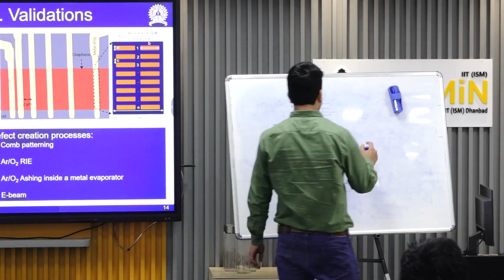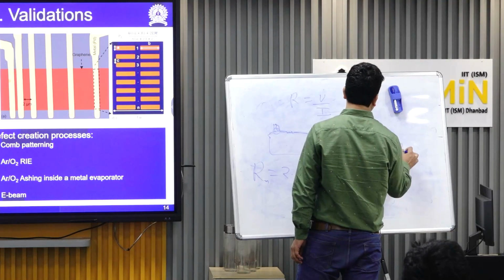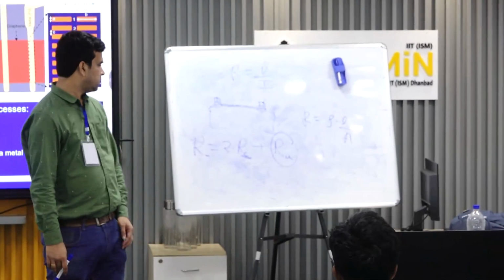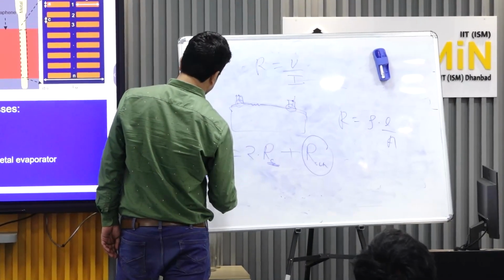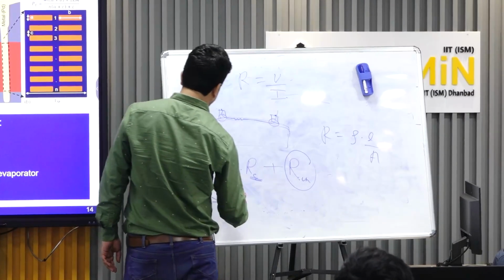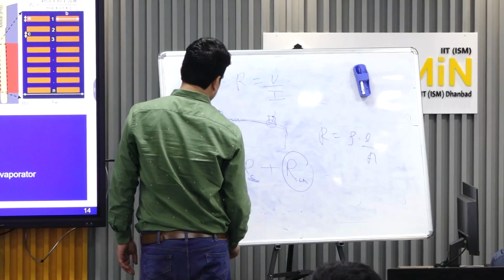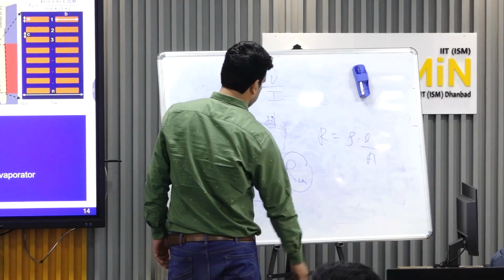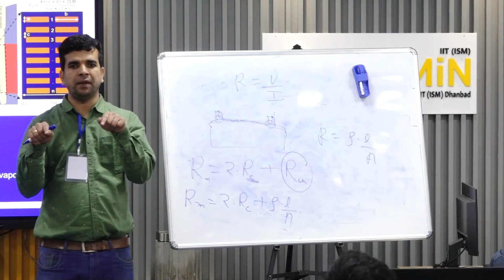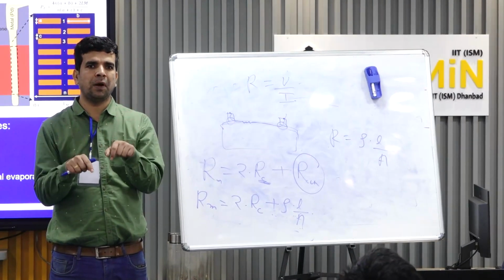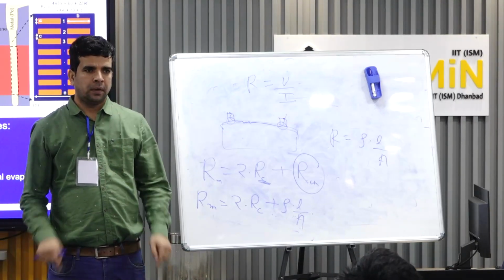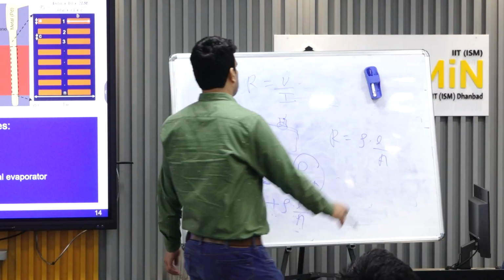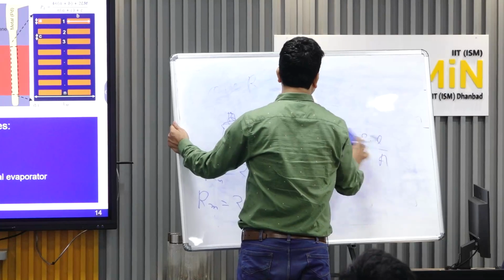This R is basically resistivity into length divided by area. So the total measured R will be 2 into RC plus resistivity into length divided by area, where length is the length between the two points where you are forcing, applying the voltage. So what is the practical thing we can usually do here?